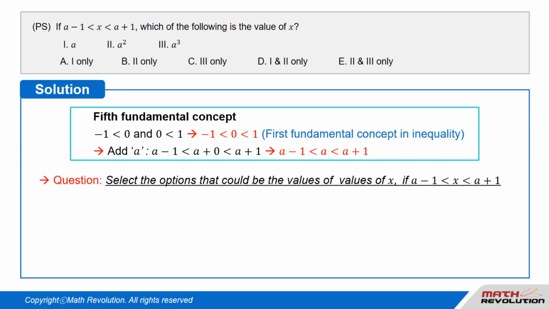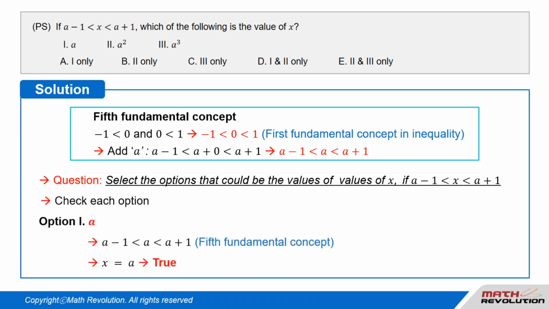We are required to select the options that could be the values of x if a minus 1 is less than x, which is less than a plus 1. Let us check each option. Option 1, a. Now, using the fifth fundamental concept to get a minus 1 is less than a, which is less than a plus 1, we can say that x can be a. Hence, this option is true.